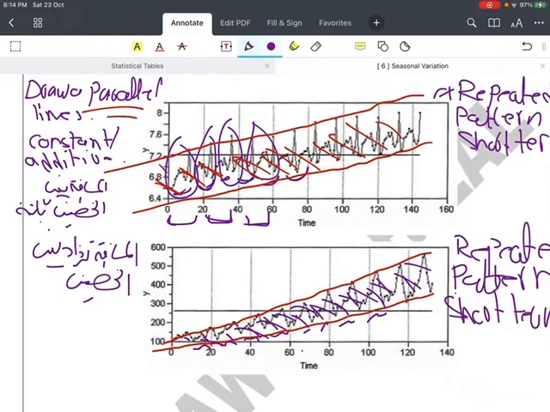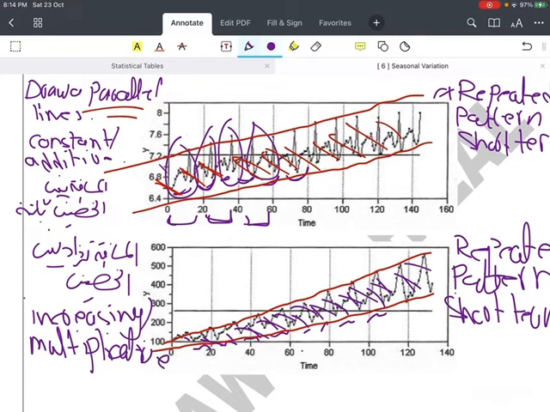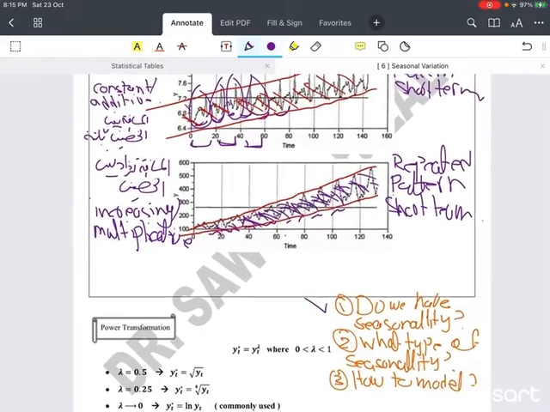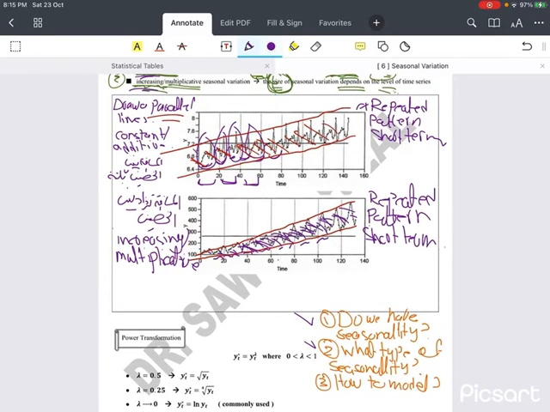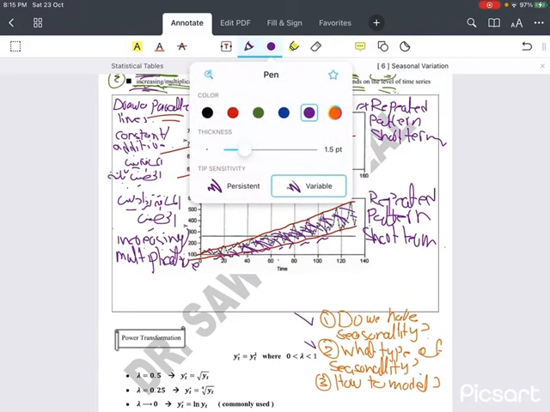The lines are not parallel. Okay, so it is increasing, or you can say that it is multiplicative. Seasonal variation, because the space is going to increase and the lines are not parallel. Okay, so we answered the second question. What type of seasonality? How did we know? By the lines that we drew.